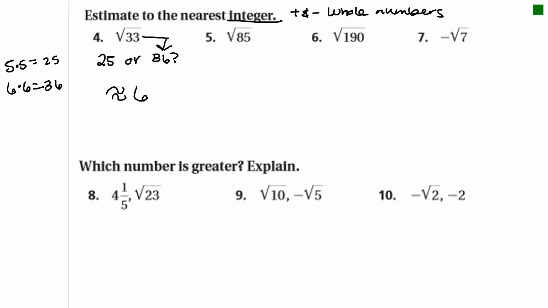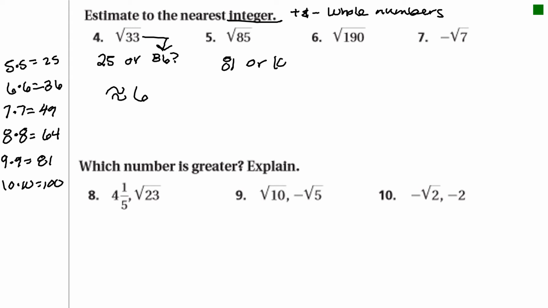All right, let's go to example 5, the square root of 85. Okay, so 7 times 7 is 49. 8 times 8 is 64. 9 times 9 is 81. 10 times 10 is 100. All right, is 85 closer to 81 or 100? Definitely closer to 81, which is 9 times 9, so approximately, remember that squiggly line means approximately, it's 9.